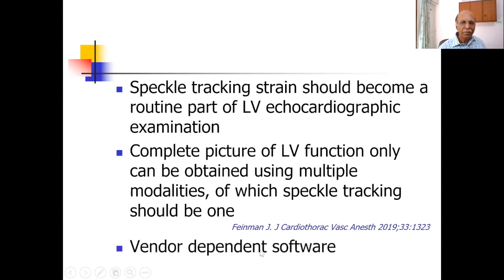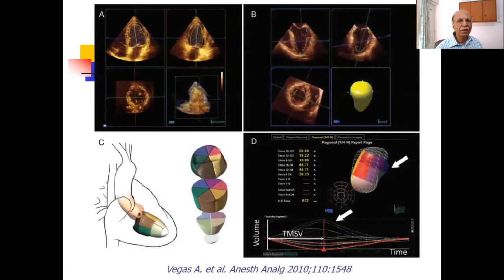Unfortunately, it is vendor-dependent software, and it varies from machine to machine. The ACC is trying to resolve this issue. It has formed a task force which is trying to streamline this problem of vendor dependency and bring it onto a common platform so that there is uniformity in the assessment of the speckle tracking of global strain.